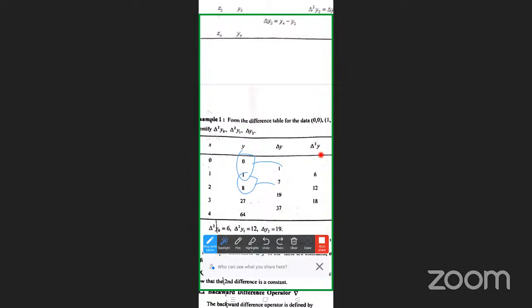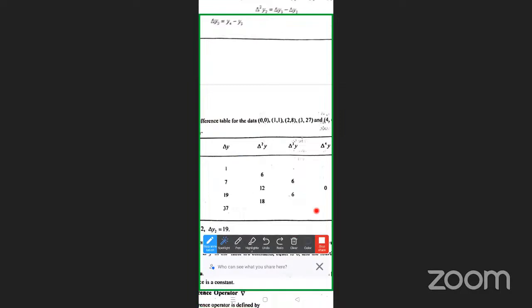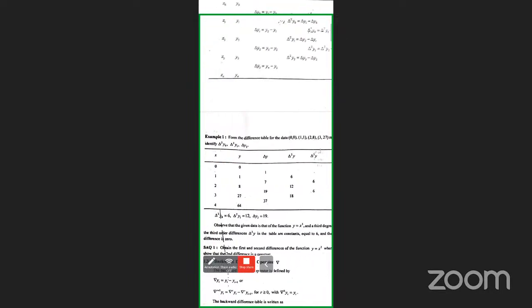So next, second order, delta square y: 7 minus 1 is 6, 19 minus 7 is 12, and 37 minus 19 is 18. So next, third order: 12 minus 6 is 6, 18 minus 12 is 6. Next, fourth order: 6 minus 6 is equal to 0. So this is the forward difference table, the total construction of the forward difference table.